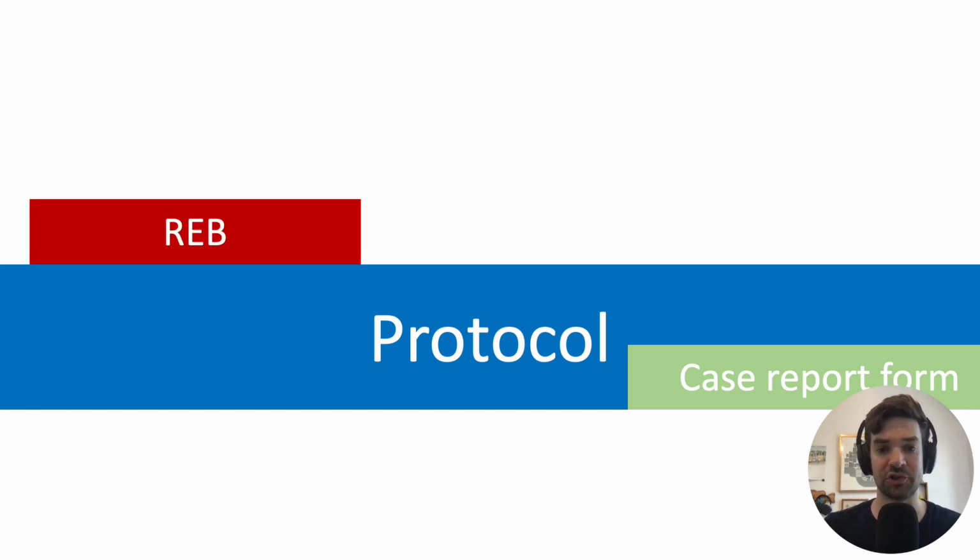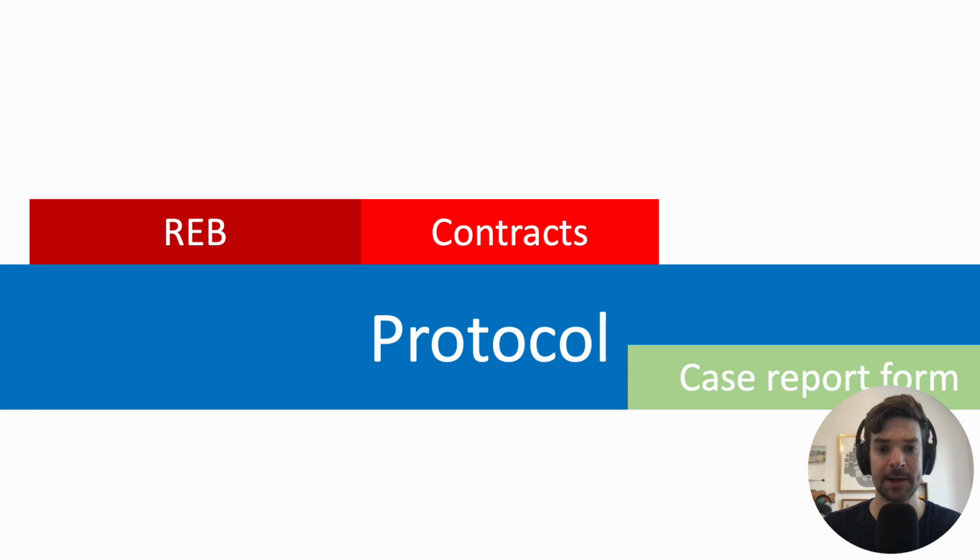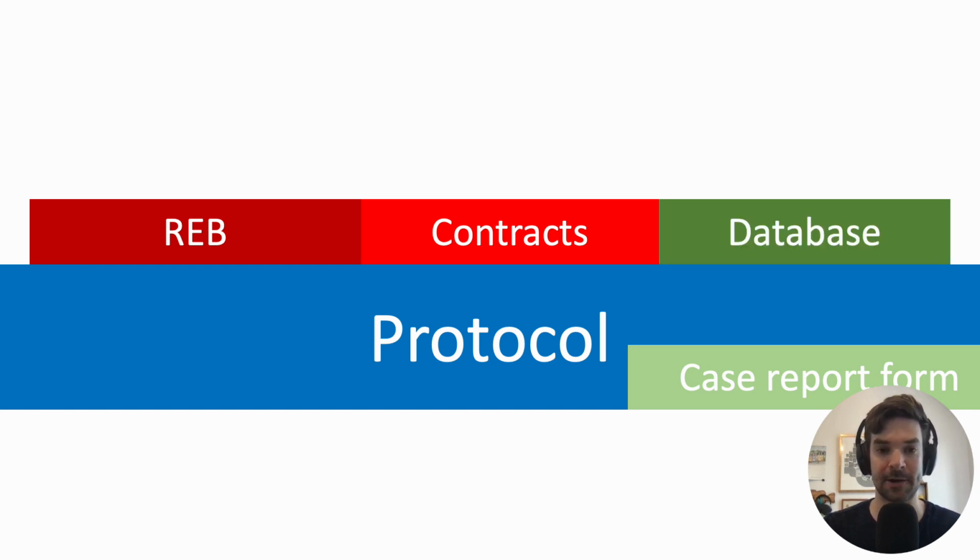After you have your protocol and your case report form, you're of course going to submit to your Research Ethics Board, or REB for short. You also need a contract. I'll explain what a contract is as we go through this further, but both documents are required for your randomized trial. And then you have to build a database.